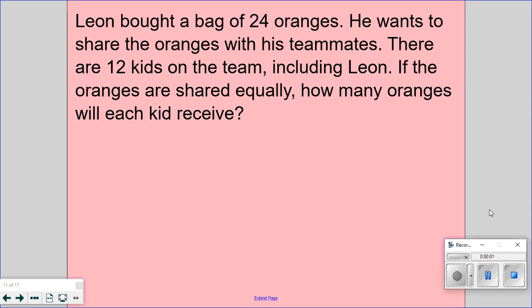We're going to get started with a word problem. Your math notebook should be out and open. We know the first step after reading it is to figure out what it is that we are counting.